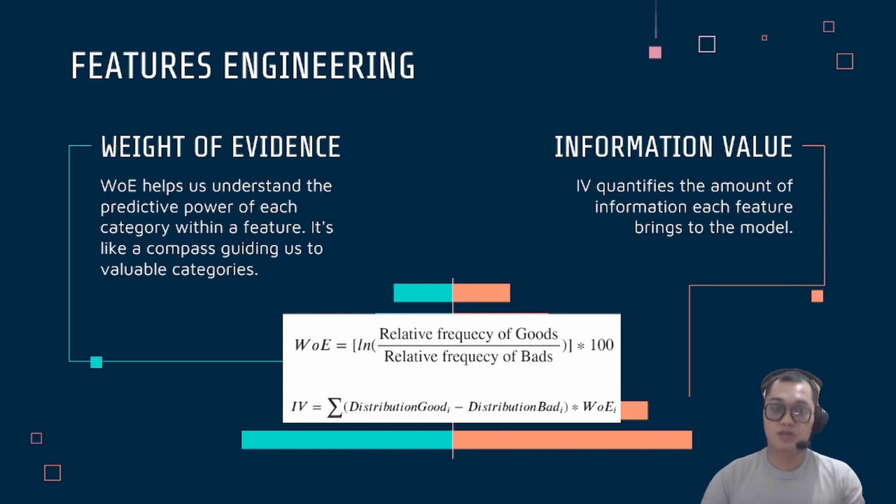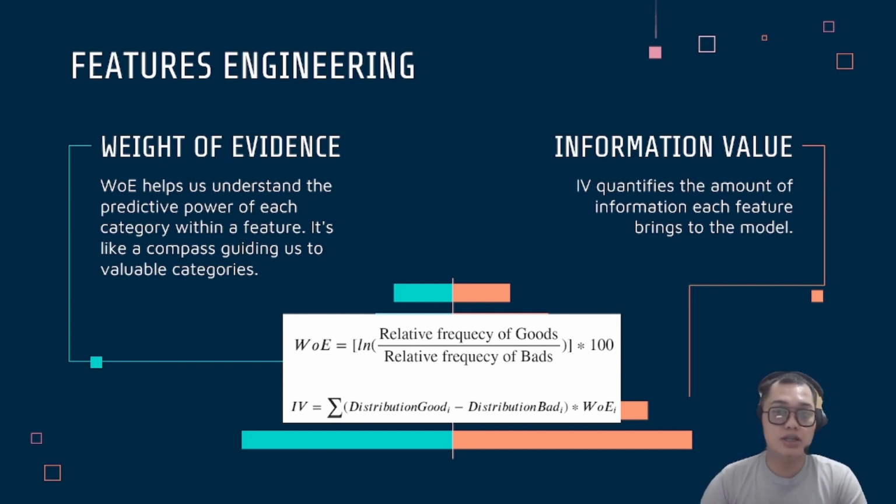Within each category within the features, it's like a compass getting us to valuable categories. Well, we can actually make the weight of evidence for all features, and then after we got all the weight of evidence, we can make an information value out of it. And an IV, or information value, quantifies the amount of information each feature brings to the models.